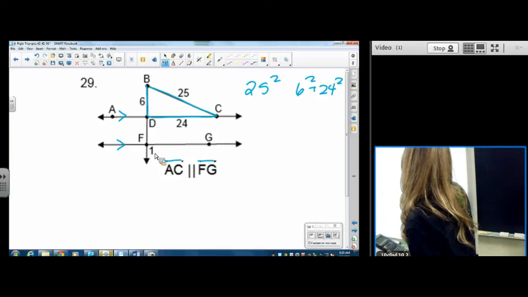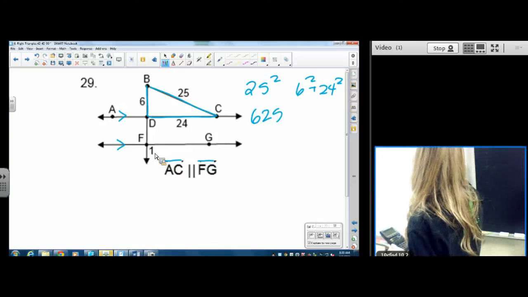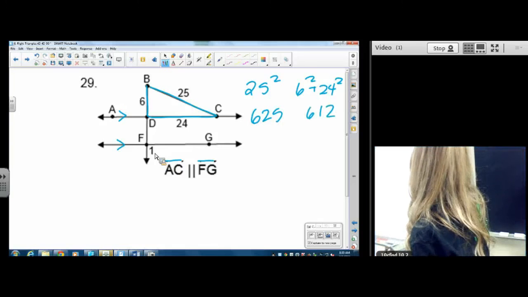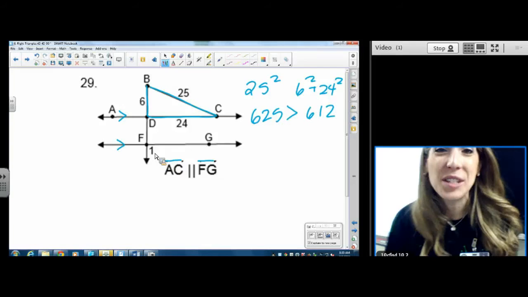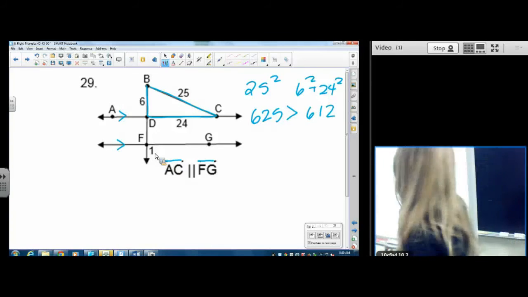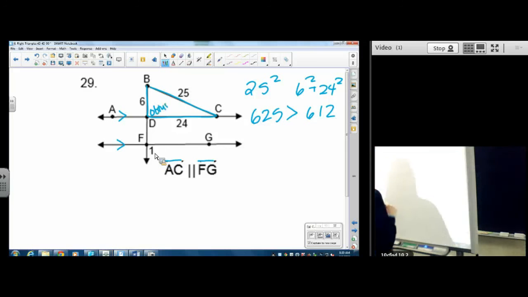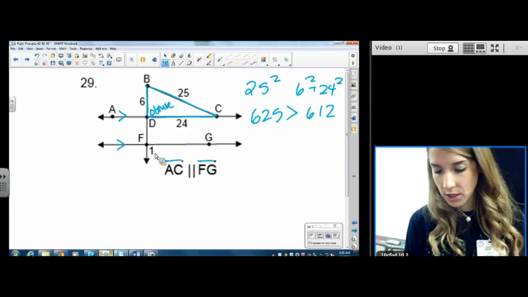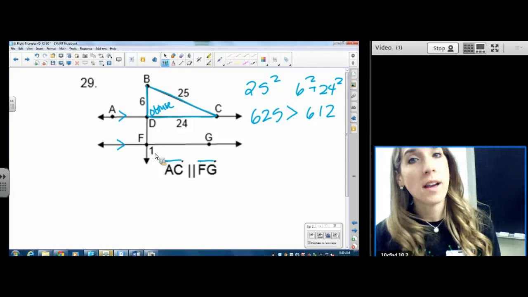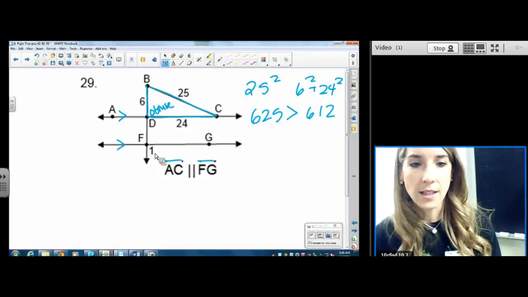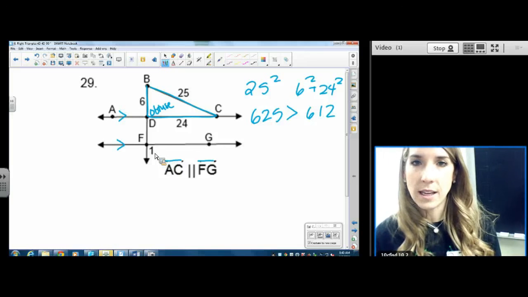So we have 625 and we have 612. 625 is greater. C squared is greater. So this angle right here is obtuse. Now it's asking about the measure of angle 1. Is angle 1 acute, obtuse, or right? It's not asking about angle BDC.